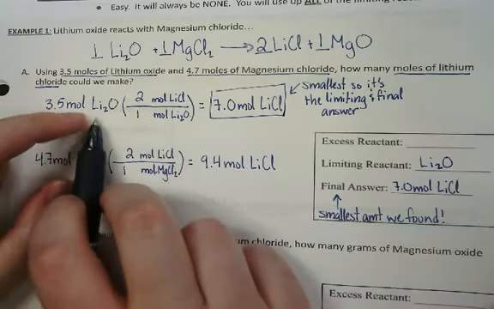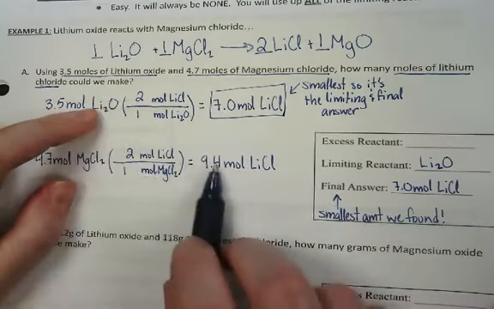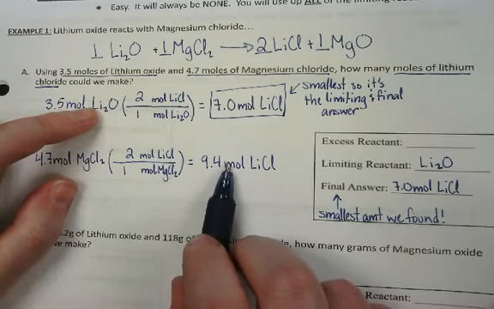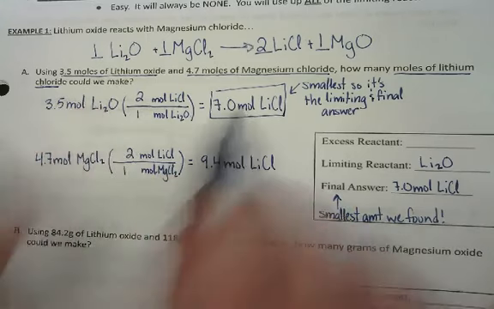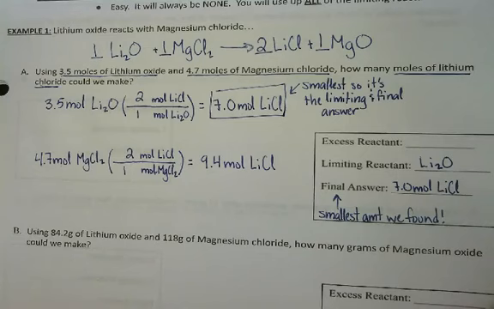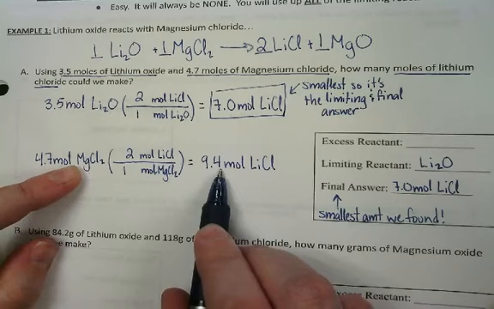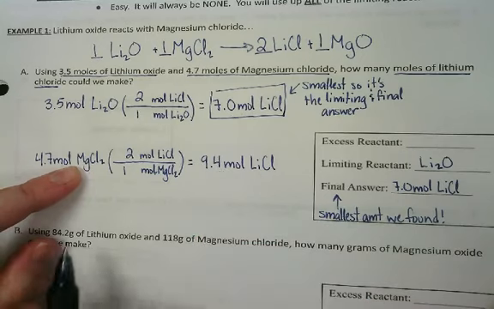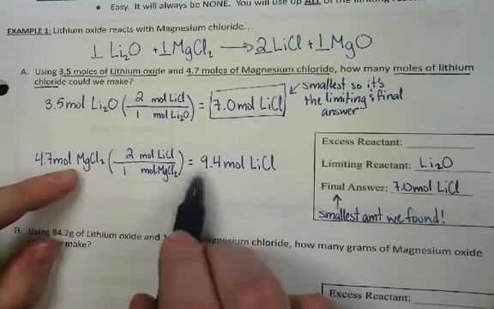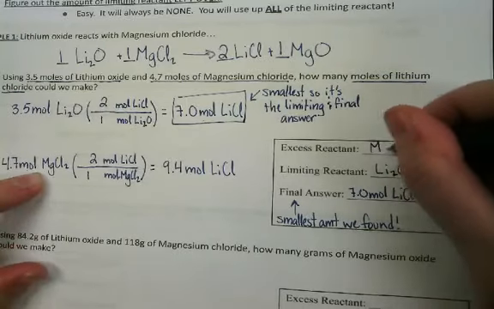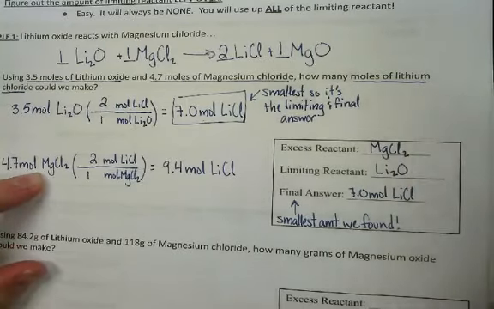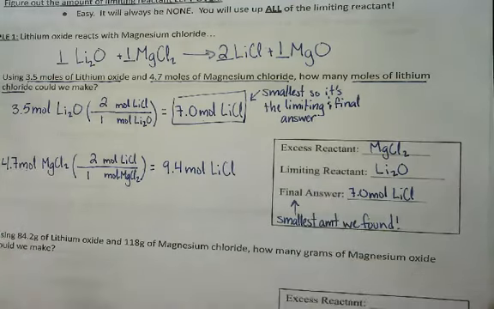We don't have enough lithium oxide to make 9.4 moles of lithium chloride. We only have enough to make 7. But we do have enough magnesium chloride to make 9.4 moles of lithium chloride. We have more than enough magnesium chloride. So magnesium chloride is our excess reactant.